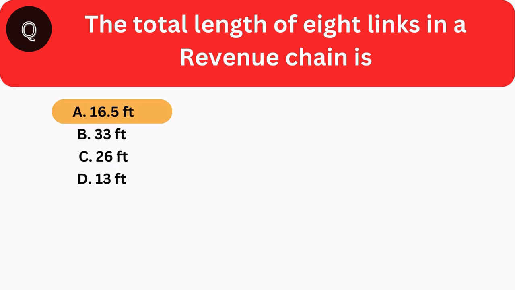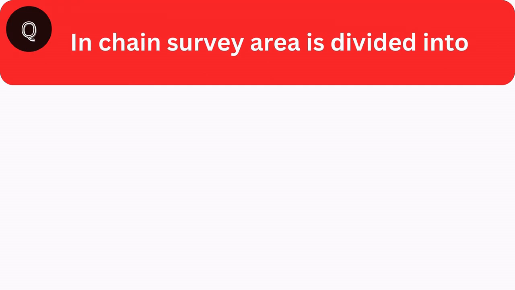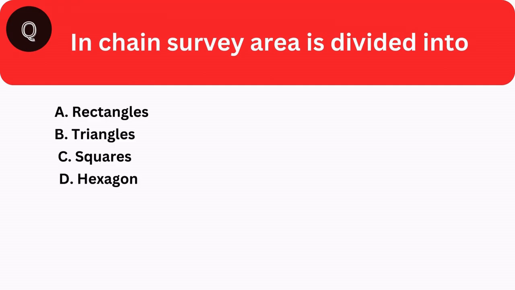Answer A, 16.5 feet. In chain survey, the area is divided into Option A, rectangles. Option B, triangles. Option C, squares. Option D, hexagon. Answer B, triangles.